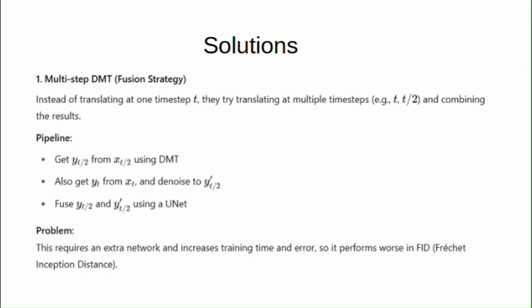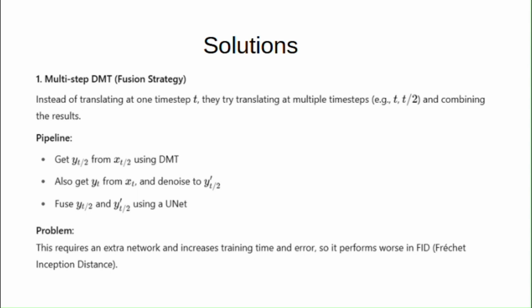In the standard DMT framework, translation occurs once at a fixed timestamp t. The idea behind multi-step DMT is to perform translation at multiple time steps, for example, both t and t by 2, and then fuse the results to produce a more robust final image. In this variant, we obtain a translated image YT from XT. Separately, we obtain another intermediate image Yt by 2 from Xt by 2. Then, we take YT, partially denoise it down to time step t by 2 and produce Yt by 2 dash. Finally, we fuse Yt by 2 and Yt by 2 dash using an auxiliary neural network, typically a UNet.